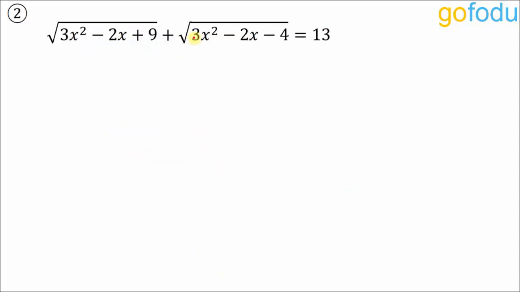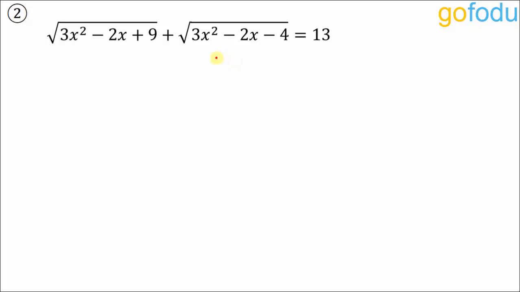Okay, next question. Looking at this question, the first thing that comes to mind is replacing 3x square minus 2x by y and then squaring both the sides. But if you go by this method, it is going to further complicate things.